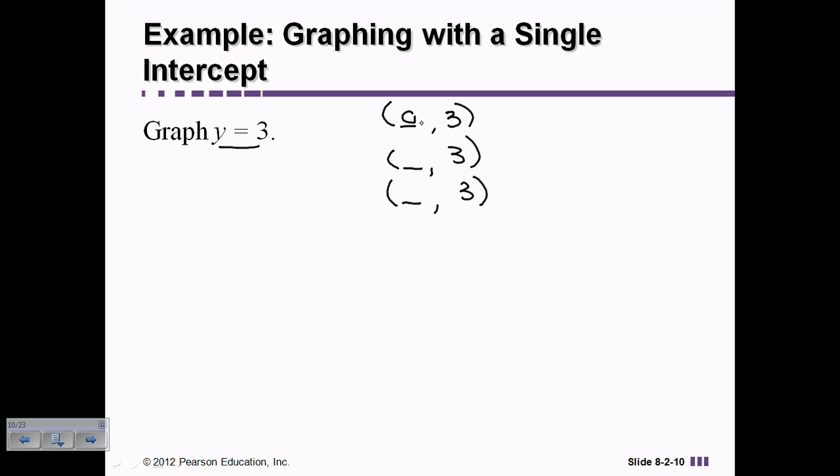So I could pick 0. It's always a good one to start with. Negative 2 would be another one. And I'm just randomly picking these numbers, and we'll say 3. So these are my x values. These are my y values.